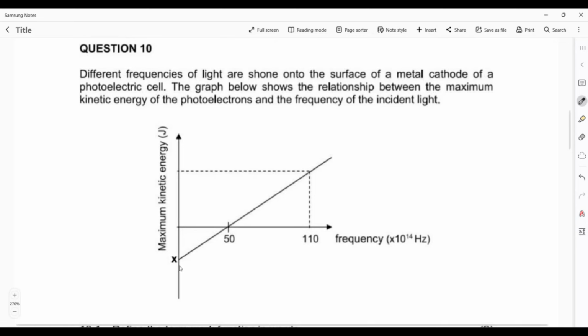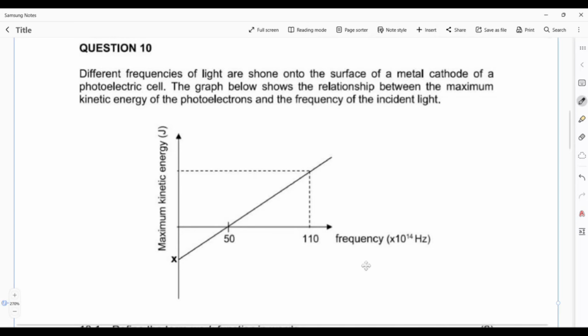According to what we did yesterday, the y-intercept is a negative value, and that negative value is the work function. And the x-intercept, that is your threshold frequency.